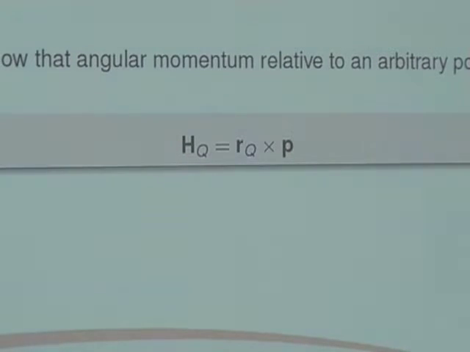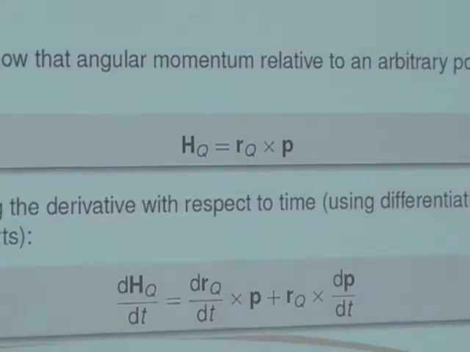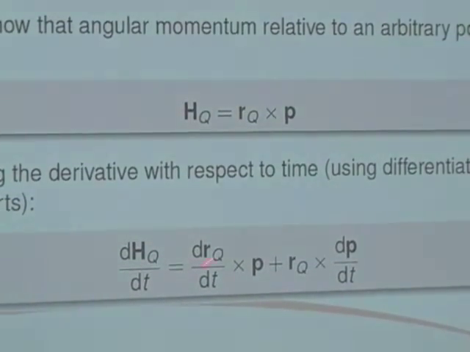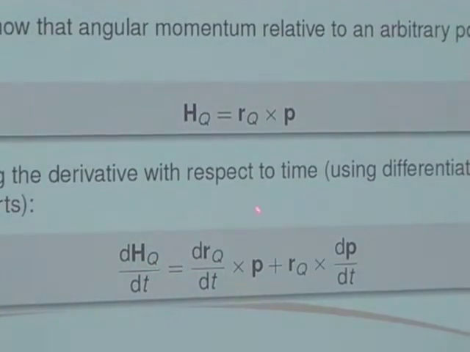Now, last week we covered angular momentum, okay? We know that angular momentum relative to an arbitrary point q is r_q, which is the position vector r from point q to whatever it is that's moving, crossed with its momentum, p, okay? r_q cross p is the angular momentum. Now, if we take the derivative of that with respect to time, we have to use the product rule. So we have the derivative of the position vector with respect to time, cross p, plus r_q cross the derivative of momentum with respect to time.